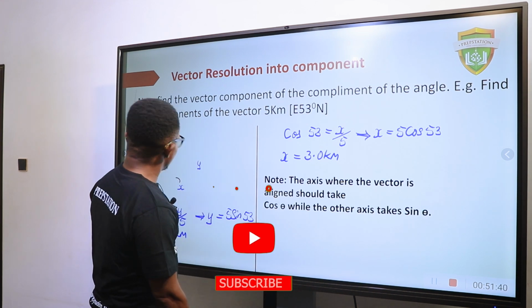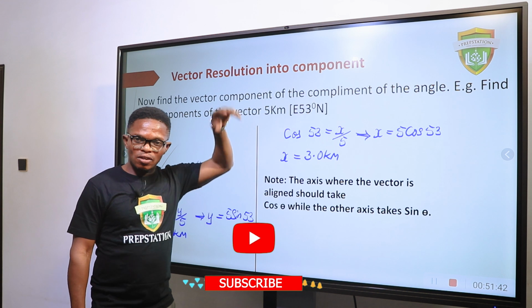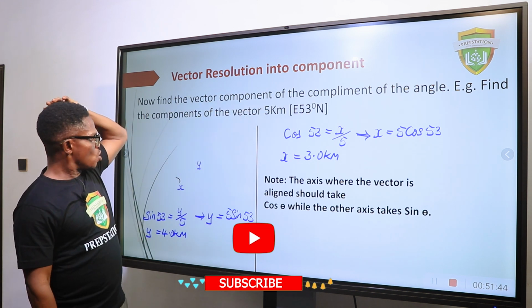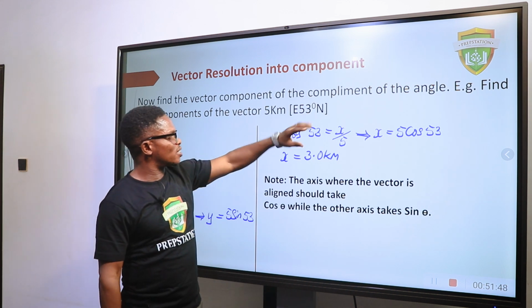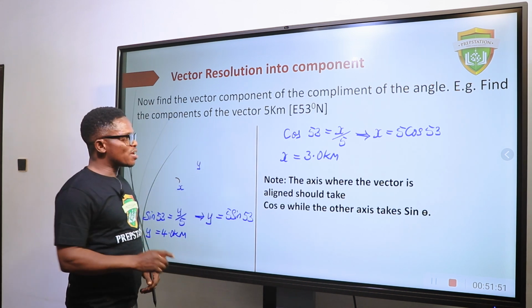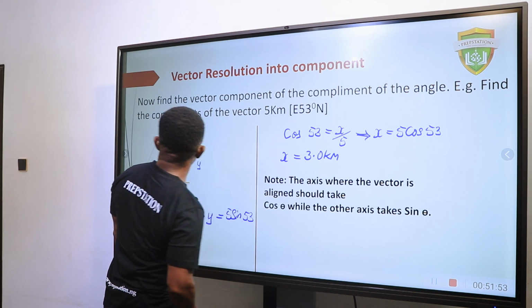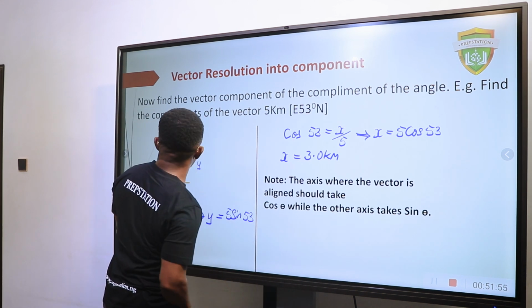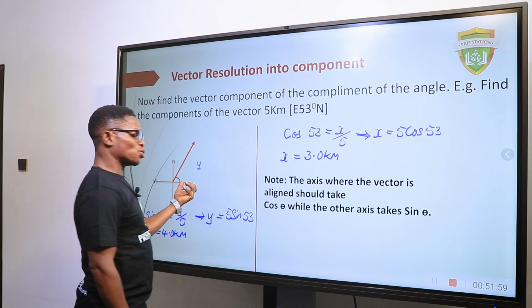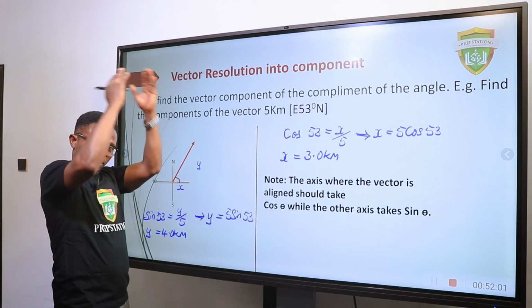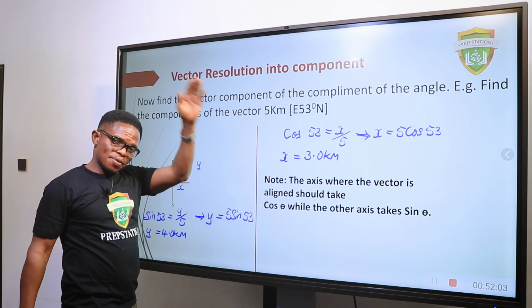Okay, so we're still looking at resolution of vectors into components. I've already explained that this is another one. We have east 53 degrees north. So how do you represent this? Let's quickly look at the diagram. Now, east 53 degrees north means you should stay on east while facing north.